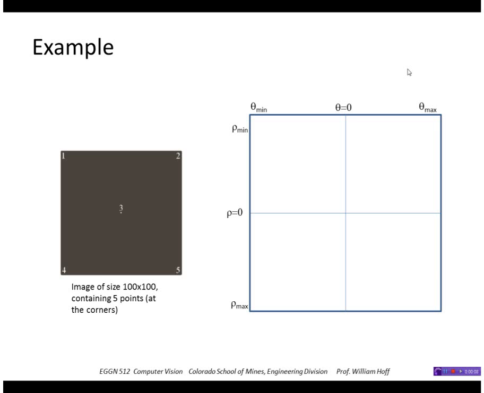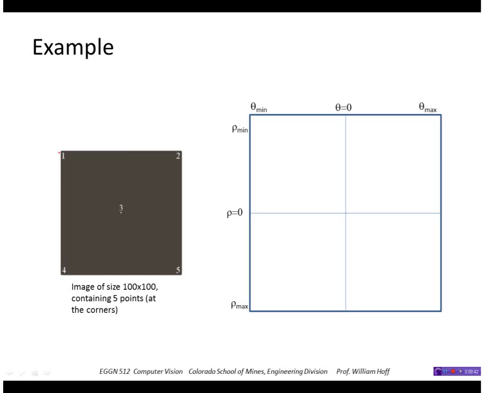Let's go ahead and do another example where we fill in the curves. Remember, these are sinusoidal curves in parameter space. So let's say I have an image with 5 points in it at each of the corners, and this is a 100 by 100 image. So take point number one in the upper left. Since it's sitting right on top of the origin, all the lines that pass through it have a rho of zero.